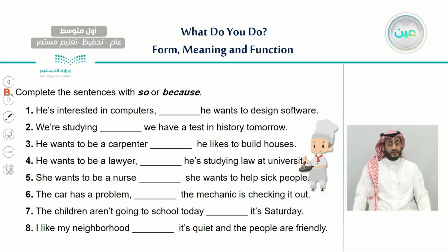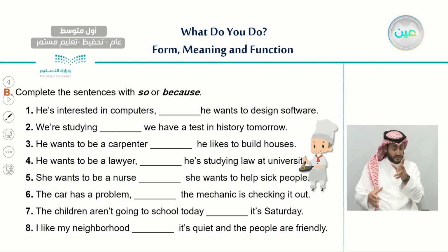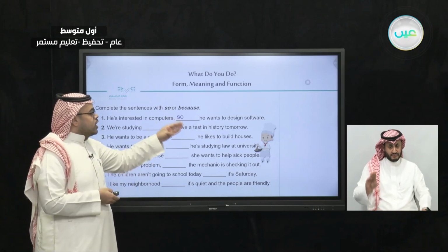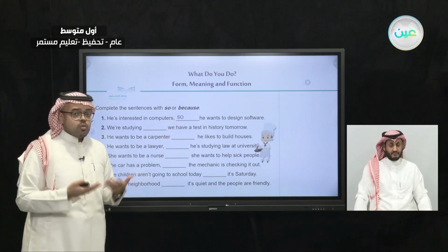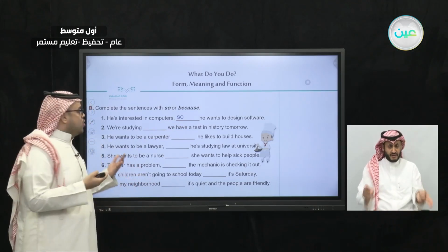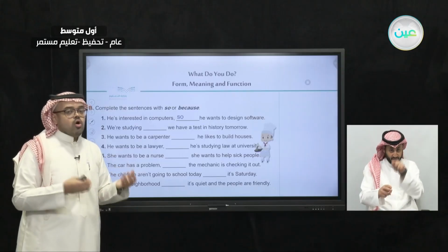Now let's figure out what is the reason and what is the result. The first one is, he is interested in computers. We cannot say because here, since it doesn't give us a reason. So we can say, he is interested in computers, so he wants to design software. If we flip it around and say, he wants to design software, we can ask why. Why does he want to design software? Because he is interested in computers. So try to think of the sentence, whether it's a result or a reason.